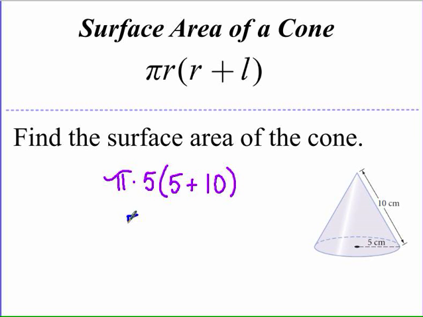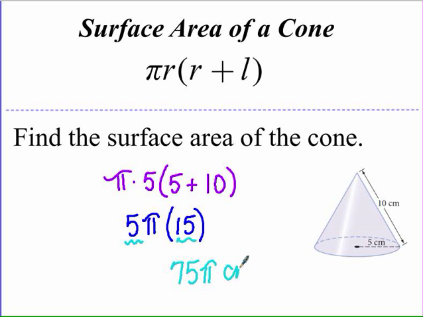All we have to do now is calculate what that is. Pi times 5 is 5 pi. What is 5 plus 10? 15. So I have 5 pi times 15, which is? What's 5 times 15? 75. Nice job. 75 pi, label is centimeters squared. And that's it. You do not have to multiply the pi out if you don't want to. All right, questions?